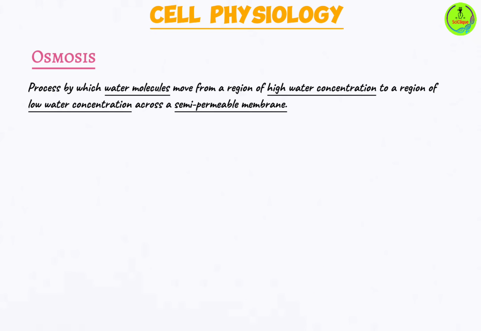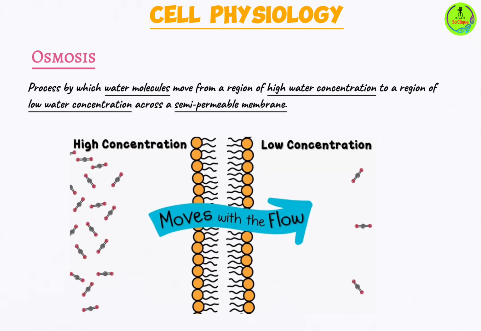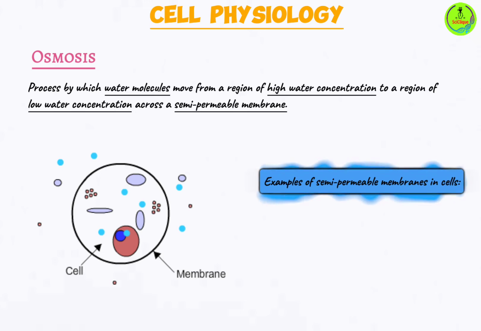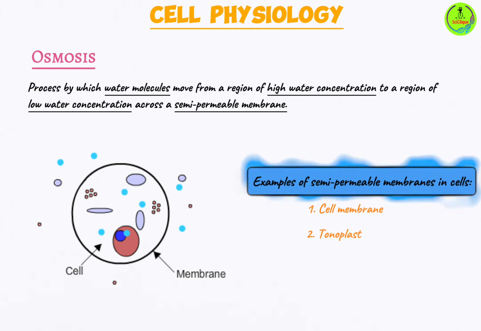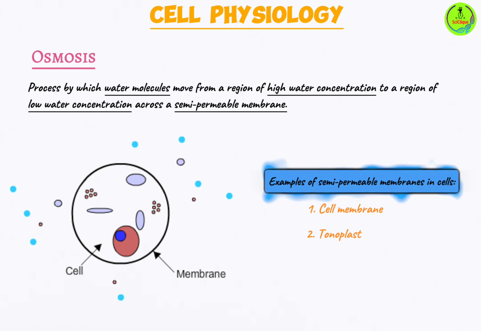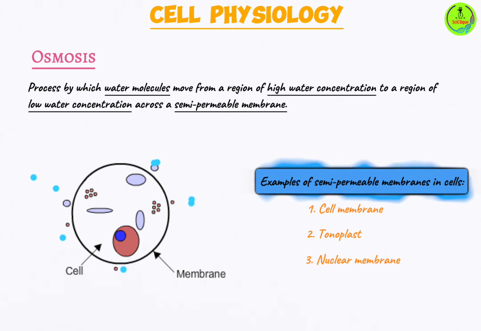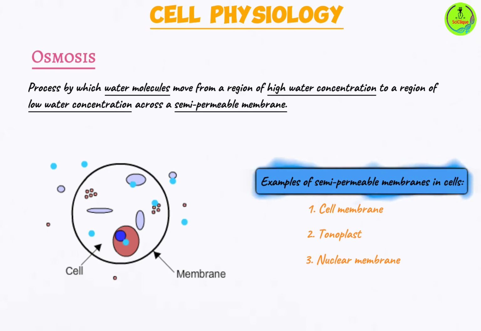By the way, when I talk about a semi-permeable membrane, I'm simply referring to a membrane that has small pores and therefore allows molecules that are small enough to pass across it. So there are actually several examples of semi-permeable membranes present in our body. The most common one is the cell membrane. We also have the tonoplast. This, of course, is the membrane surrounding the sap vacuole present in plant cells. And lastly, the nuclear membrane that surrounds the nucleus. So these are three examples of semi-permeable membranes present in cells.